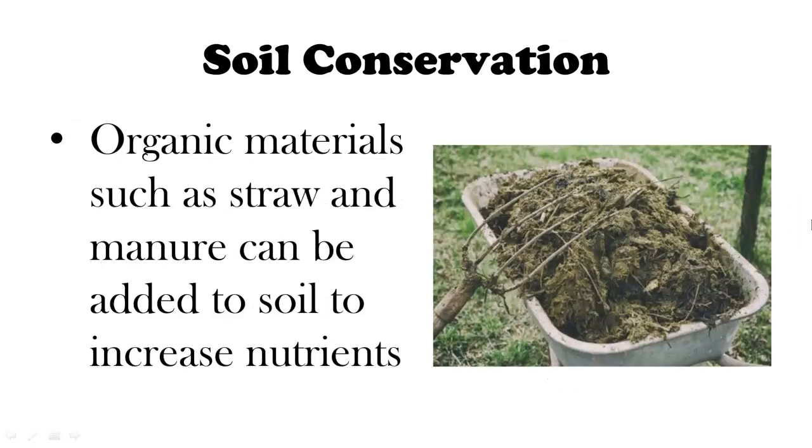Adding organic materials such as straw and manure, or plowing it into fields, can increase the amount of nutrients in the soil. And adding nutrients to soil in this manner is oftentimes better than simply adding fertilizers because the nutrients will be slowly released into the soil, and this slow release means that they can be better utilized by the plant.